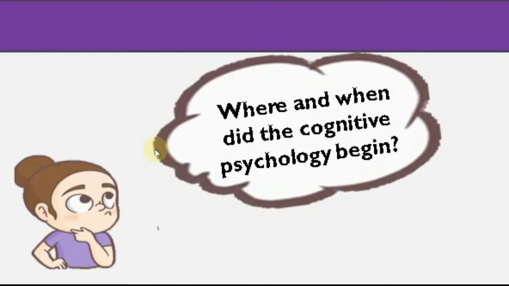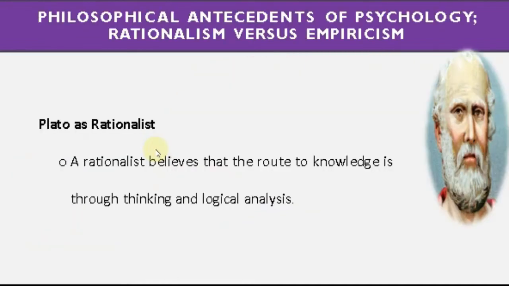Next will be, where and when did cognitive psychology begin? Alright, so let's go back to philosophers. The philosophical antecedent of psychology: rationalism versus empiricism. So Plato as a rationalist. A rationalist believes that the route to knowledge is through thinking and logical analysis. When we say through thinking or logical analysis by a rationalist, that will be internal, so innate behavior. It's more about analyzing things.